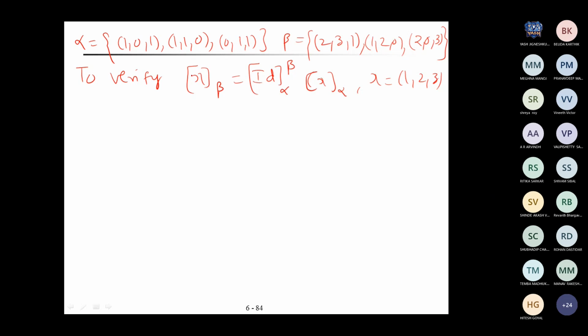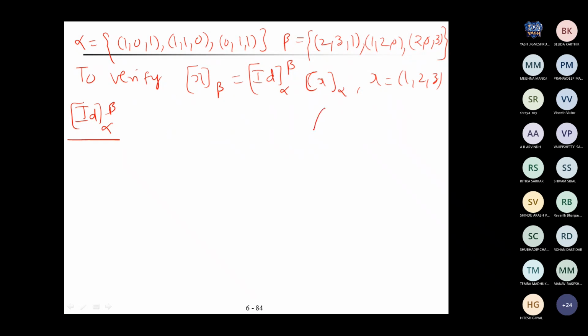So which one shall we find first? Shall we find ID alpha to beta first? Yes. Okay. ID alpha to beta, you understand this? What do you mean by ID alpha to beta? It is actually a matrix. It gives you the matrix corresponding to the identity transformation. So when you move from alpha to beta.